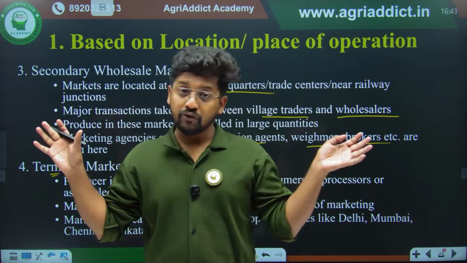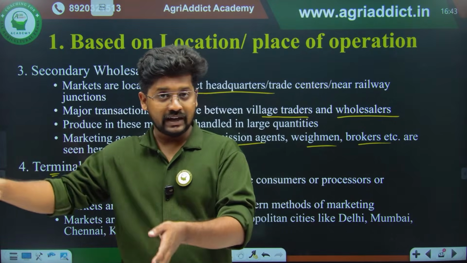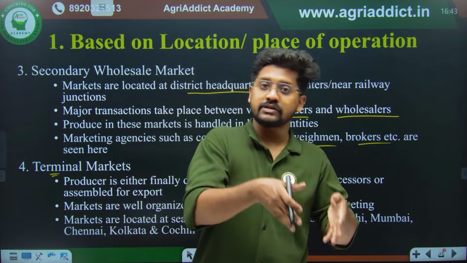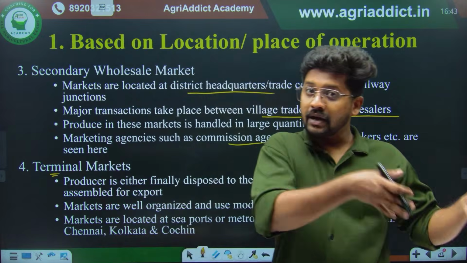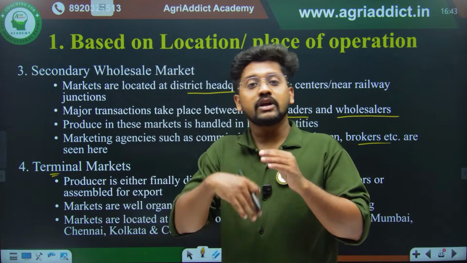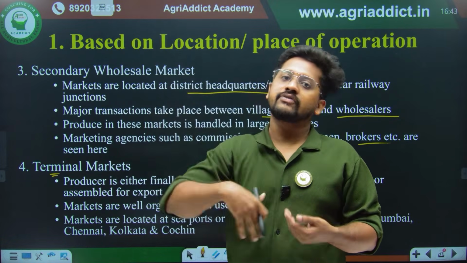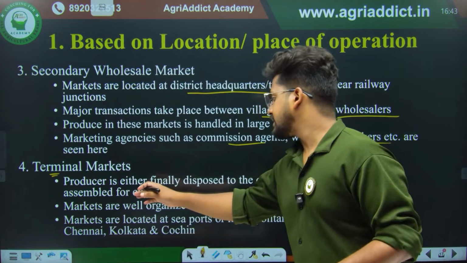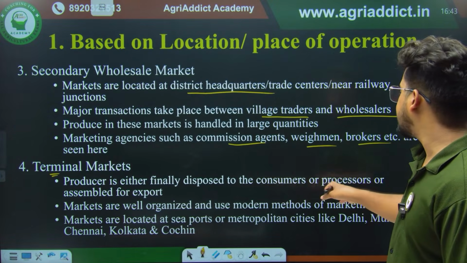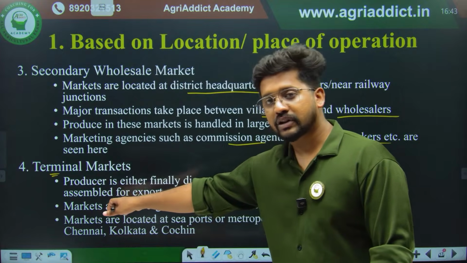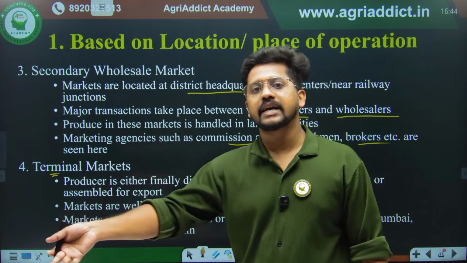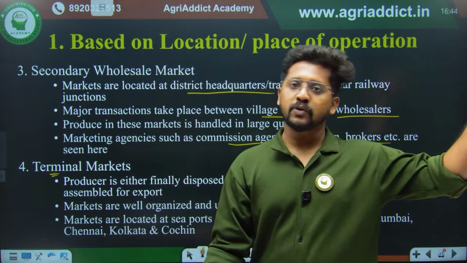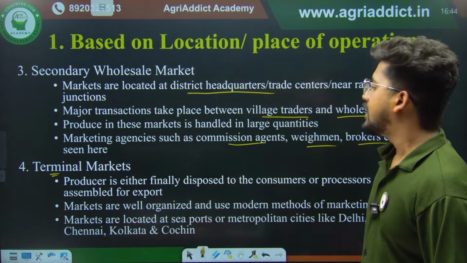Like right now we were doing the assembling. From the village we have assembled, then we have taken it to the secondary wholesale market, then to the terminal market, and from the terminal market to the final consumption point, we are just disposing of it. Such markets are called terminal markets. So the produce is either finally disposed of to the consumers, or processed, or assembled for export. It can be directly for consumption, for processing, or for exporting to other countries. So markets are well organized here.